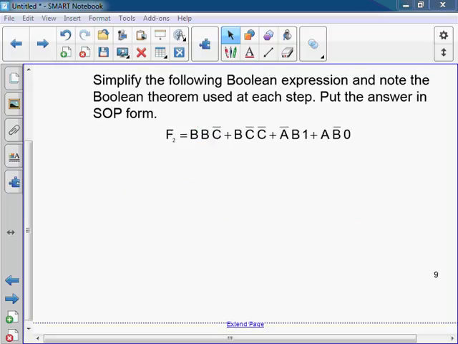Here's another example. I have B, B, not C, B, not C, not C, or A, not A, B, 1, or A, not B, 0. Okay. Well, once again, I'm going to go ahead and underline the ones where I have some kind of rules. So over here, I have two of the same terms going into an AND. So that's just B. Over here, I have two of the same terms going into an AND as well. So that's just not C.